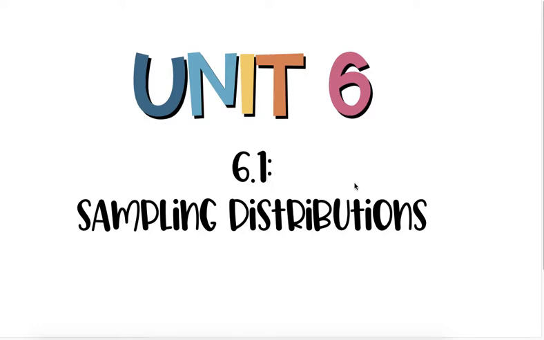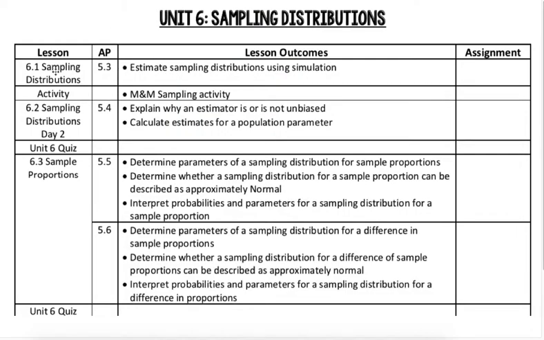This is Unit 6, Section 6.1, starting our new unit off on sampling distributions. As we move into the second part of our year, we're going to be looking at something called inference. This is going to lay a foundation for what's going on in Units 7, 8, 9, 10, and the rest of the year. We'll look at some basics first, and then we'll go into proportions and means.